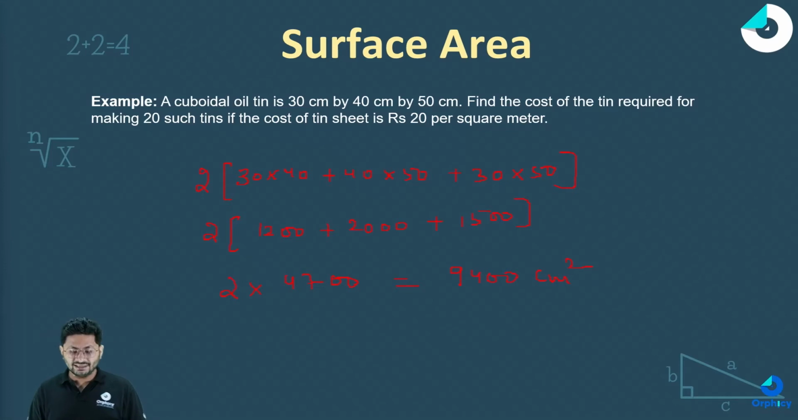अगर मुझे ऐसे 20 बनाने हैं, so I'll multiply it by 20, which is equal to 188,000 centimeter square. So this is the total area जो मुझे चाहिए, और ऐसा बोला गया है 20 रुपए पर स्क्वायर मीटर्स में मुझे मिलेगा. लेकिन आई हैव टू टेक केयर ऑफ द यूनिट ऑल्सो.